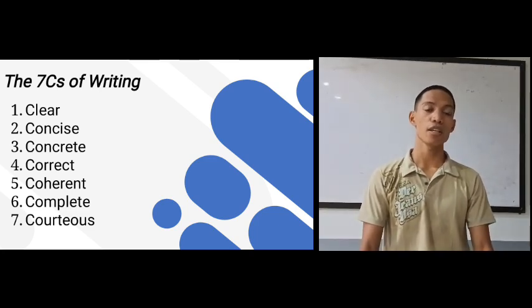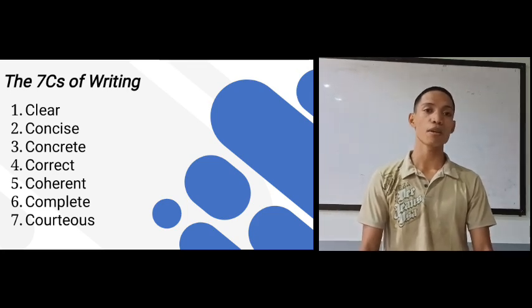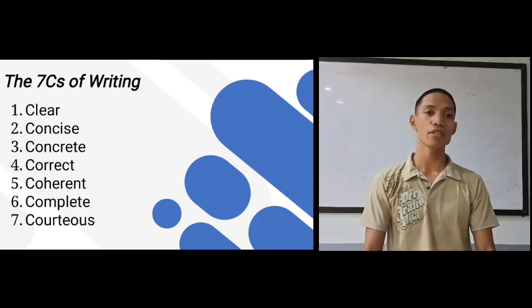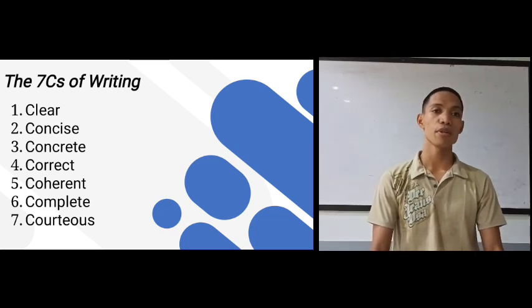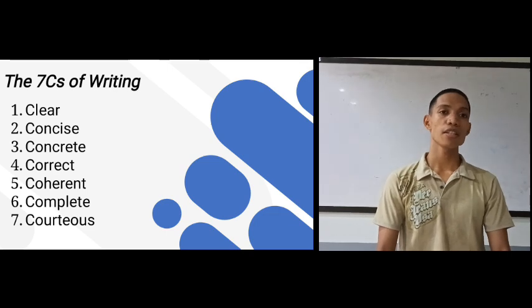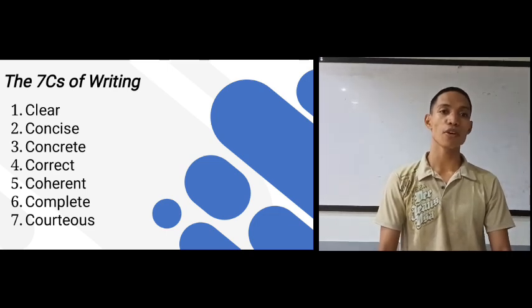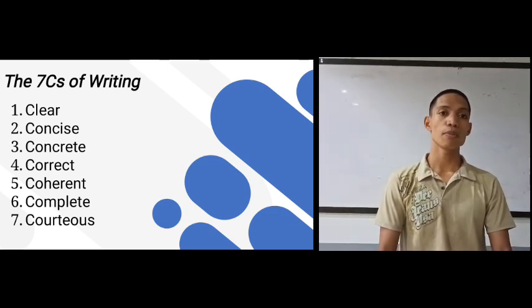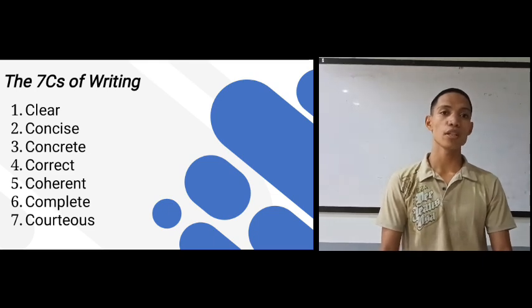Now, the first C is clear. When you are communicating something, it must be devoid of any phrase or sentence that will cause confusion, meaning that sarcasm and other idioms are unnecessary. Next is concise. In trying to communicate effectively, we should do it in the shortest and most efficient way and avoid beating around the bush.